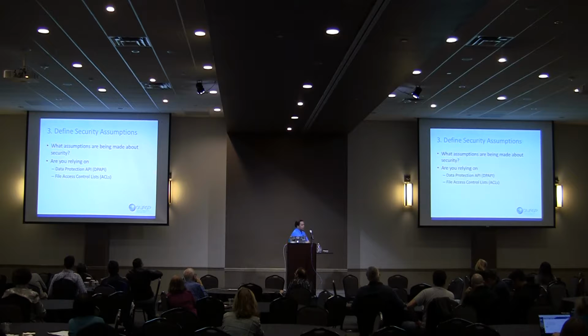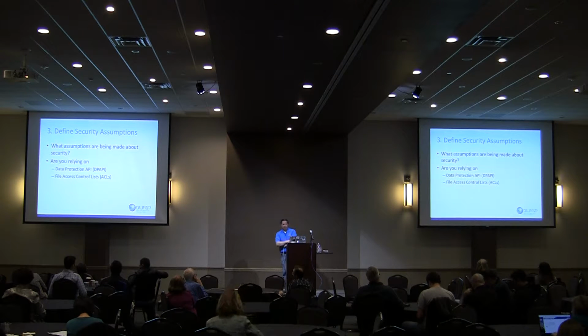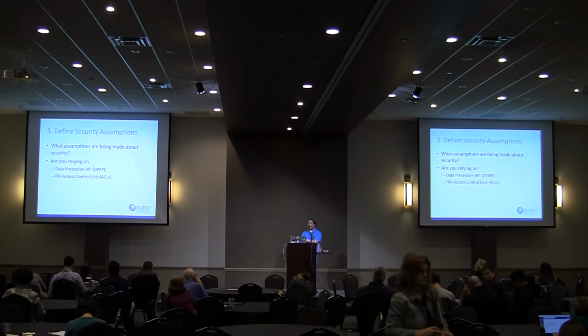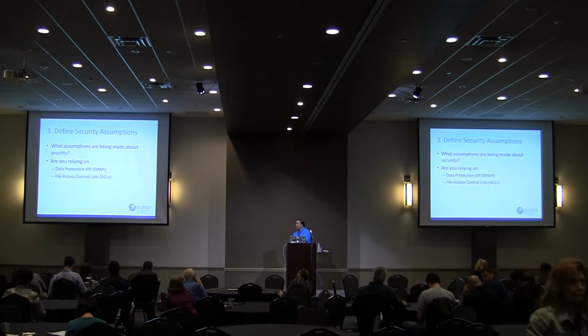Then we go and we define our security assumptions. What assumptions are being made about security? Are we relying on certain things that aren't part of our application, but are there in order to keep us safe, in order to keep the data safe? Maybe there's a data protection API, or we're using access controls on files in order to make sure that somebody doesn't do something bad. And we have to define those.